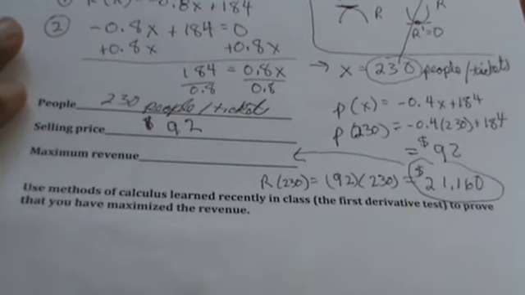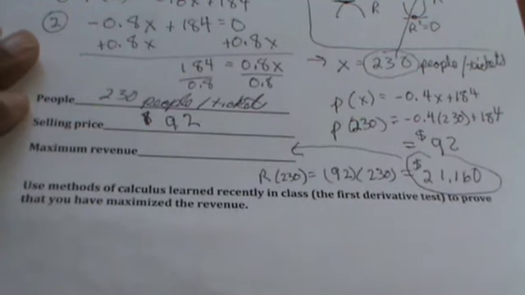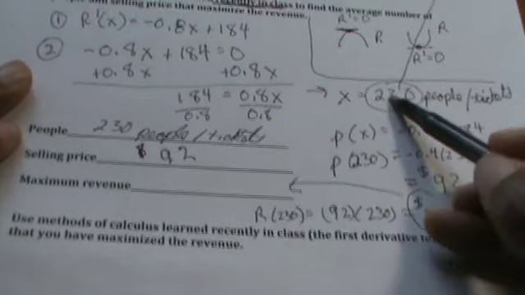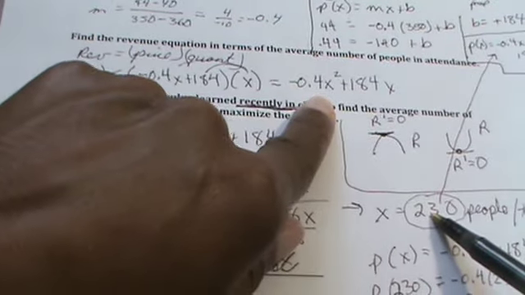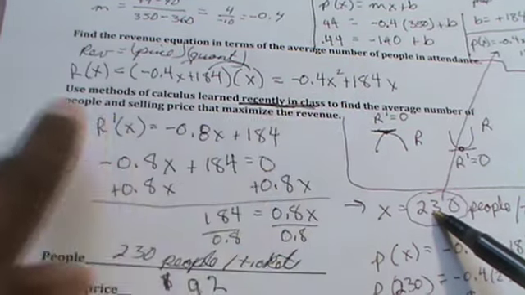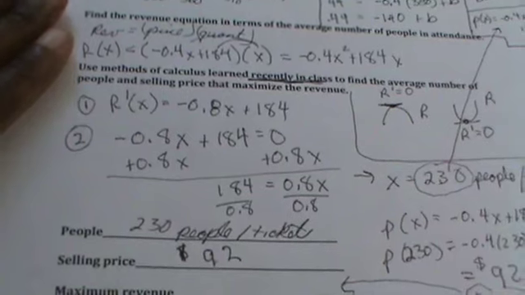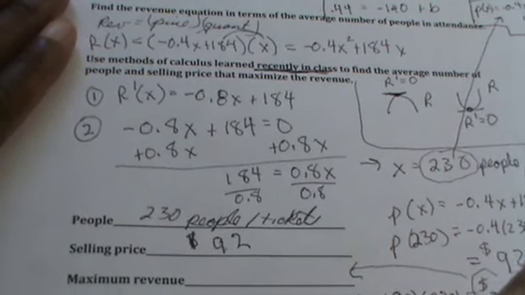Okay, so let me pick up where I left off. There's another way of getting to your revenue equation, revenue at 230 people, and that's simply by taking this 230 people and plugging it into this equation, right? So this is the revenue equation.